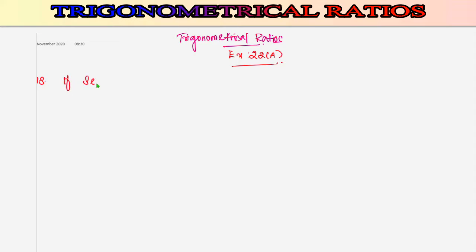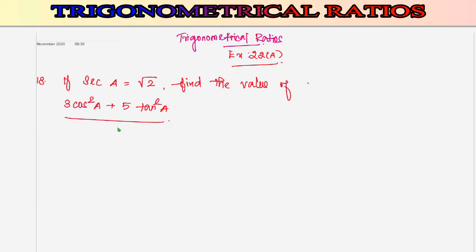If secant A is equal to root 2, find the value of 3 cos square A plus 5 tan square A divided by 4 tan square A minus sin square A. Now first I am going to draw the right angle.